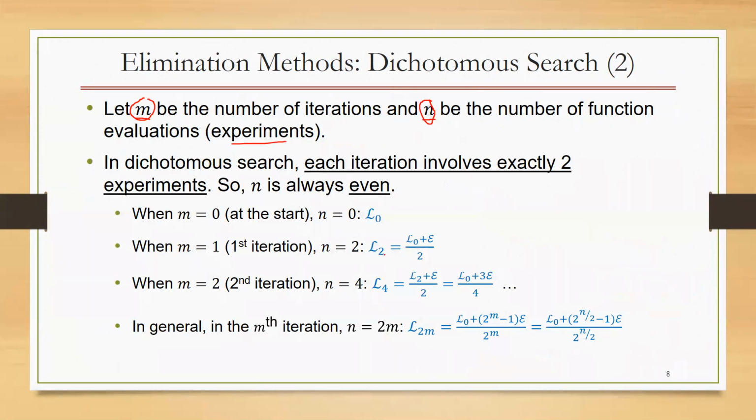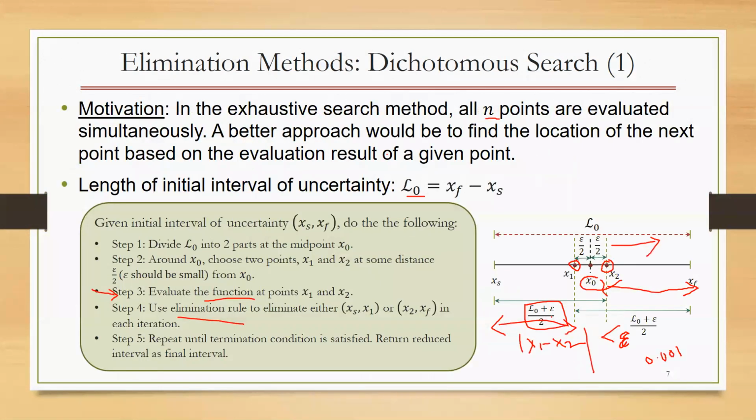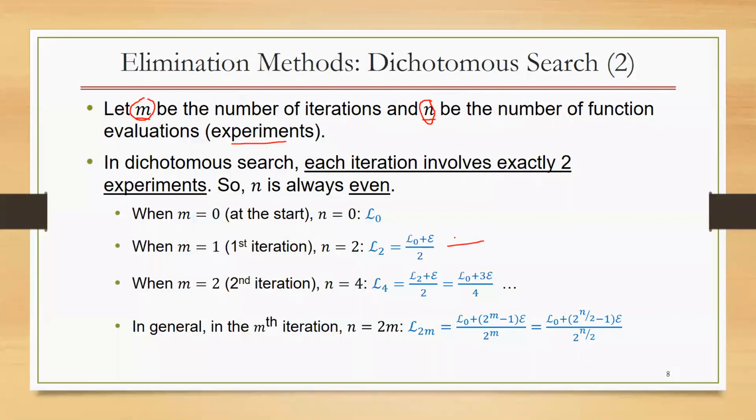And since n is even, we also use the value of n as the subscript. n is equal to 2 means we have 2 points at which we have to find the functional value, and the length reduces to L naught plus epsilon divided by 2. So L2 would be this. Now, if we take it to the next iteration, we have already done 2 evaluations and we have to do 2 more. So 2 plus 2 will give me 4. So L4 would be L2 plus epsilon divided by 2, and instead of L2, I can replace it with the initial L naught because that's what we know. So L4 is L naught plus 3 epsilon divided by 4.